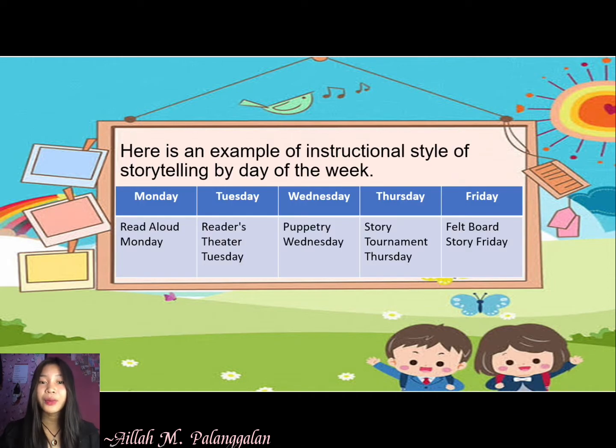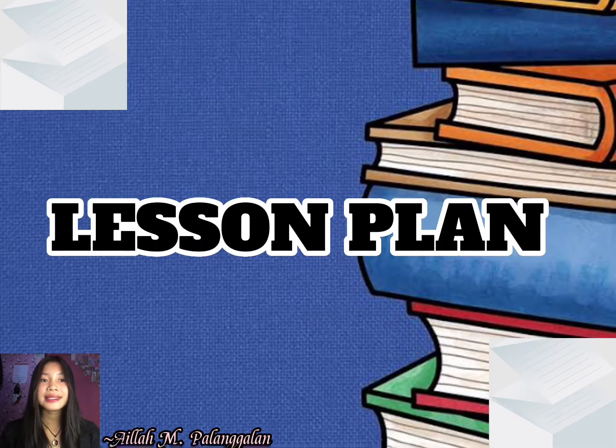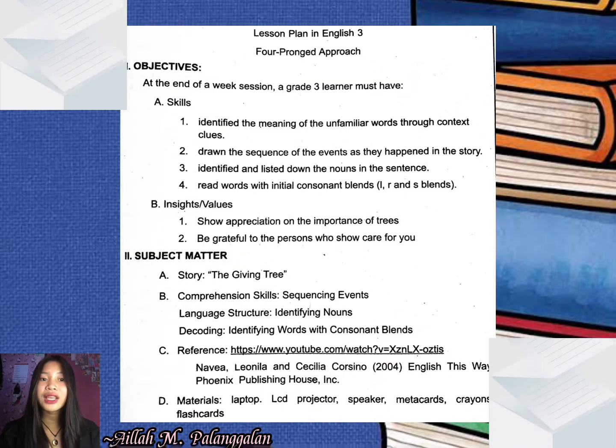Below are sample stories for story-based literacy programs. Here is an example of instructional style of storytelling by day of the week. Designing a lesson plan is the teacher's primary classroom task. Using a story promotes literacy and love for reading. Here is the Giving Tree by Shel Silverstein with a 4-pronged approach lesson plan. Blueprinting literature. We have the lesson plan in English 3.